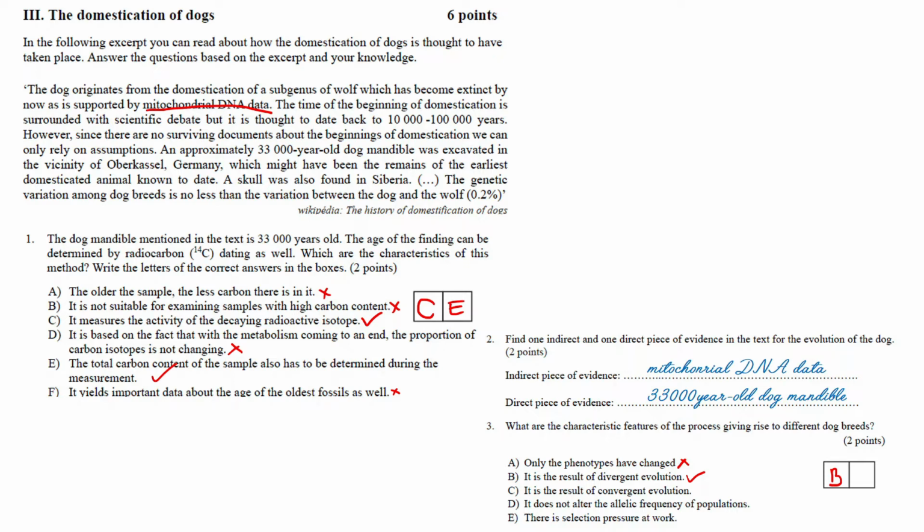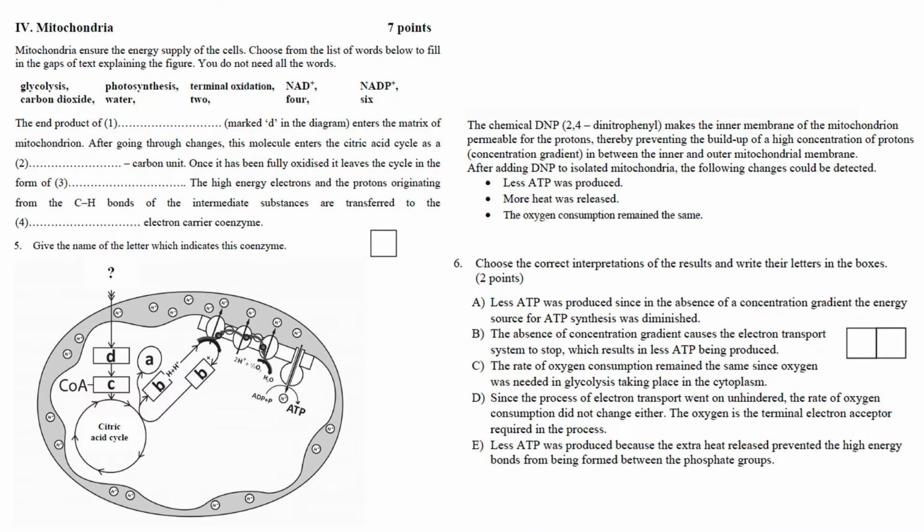It is the result of convergent evolution. Obviously, it is wrong. Convergent evolution is describing how distantly related organisms evolve similar traits like the analogous organs, like the wing of a bird and the insect. That was the example that we analyzed a lot. It does not alter the allelic frequency of populations. Again, this is not true. There is selection pressure at work. I have already mentioned it when we were talking about divergent evolution, so E is the other good answer. Perfect. Let's move on to exercise 4.